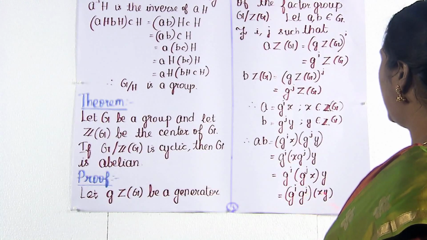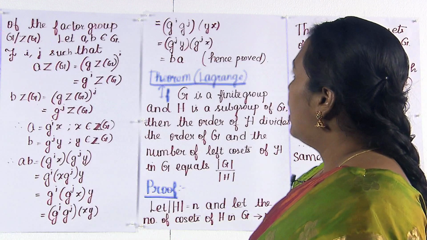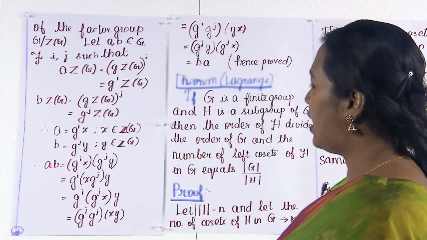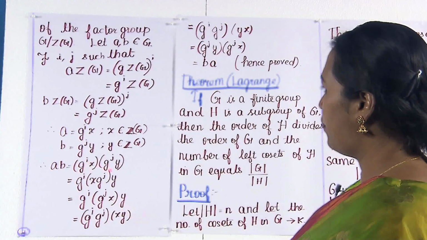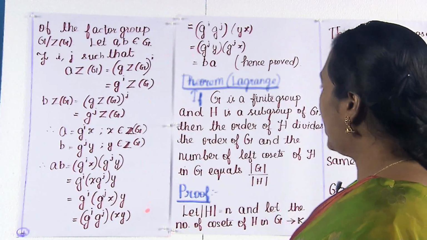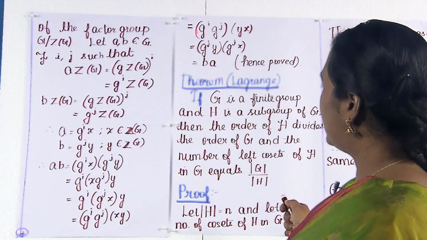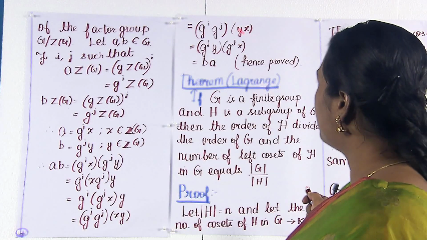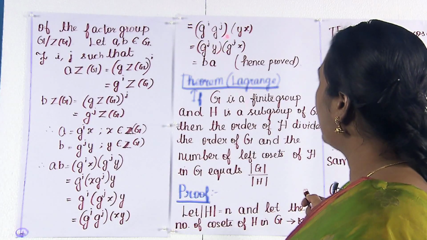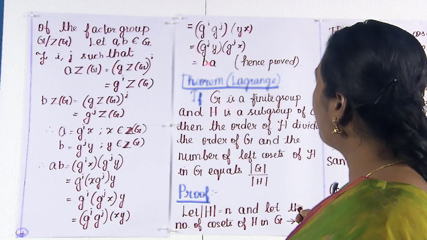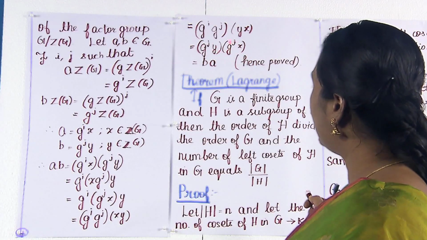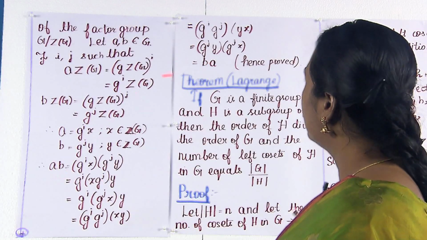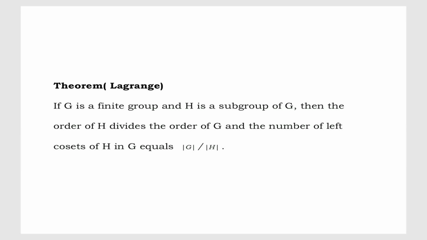So, g^i g^j xy. Our aim is to prove that G/Z(G) is an abelian group. So, which is why we started with AB, that is equal to g^i Z(G) times g^j Z(G), and now we have come up to here, and therefore, that is equal to g^i times g^j times yx. We have changed the elements here. So, g^j y times g^i x. So, now we have proved that this is B and this is A. Therefore, AB is equal to BA. So, we have proved that this group is abelian.